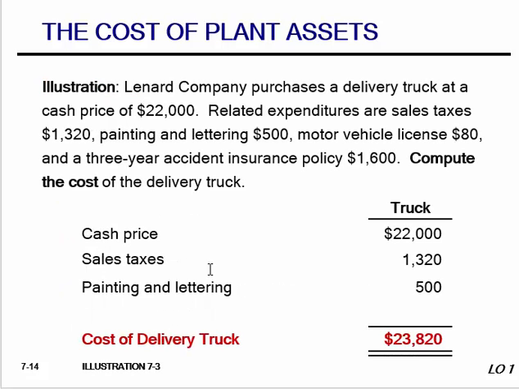Leonard Company purchases a delivery truck at a cash price of $22,000. In addition to the $22,000, they also have sales tax on the truck of $1,320. They also pay for painting and lettering on the truck. So, if it's going to be wrapped or the company name and phone number and website put on the doors, that kind of thing, $500. The company is also going to be paying for a motor vehicle license, $80, and then a 3-year accident insurance policy is also being purchased at this time for $1,600.